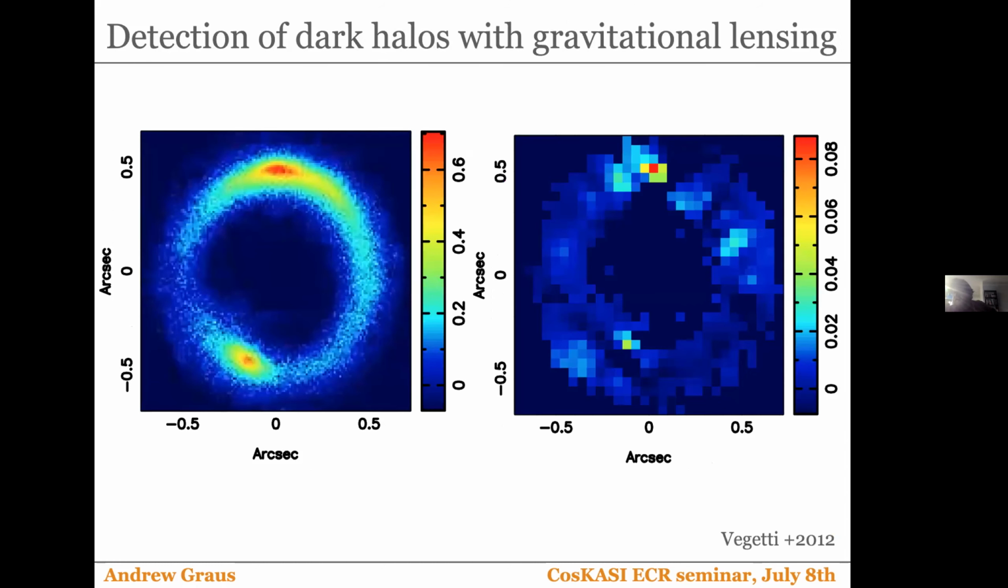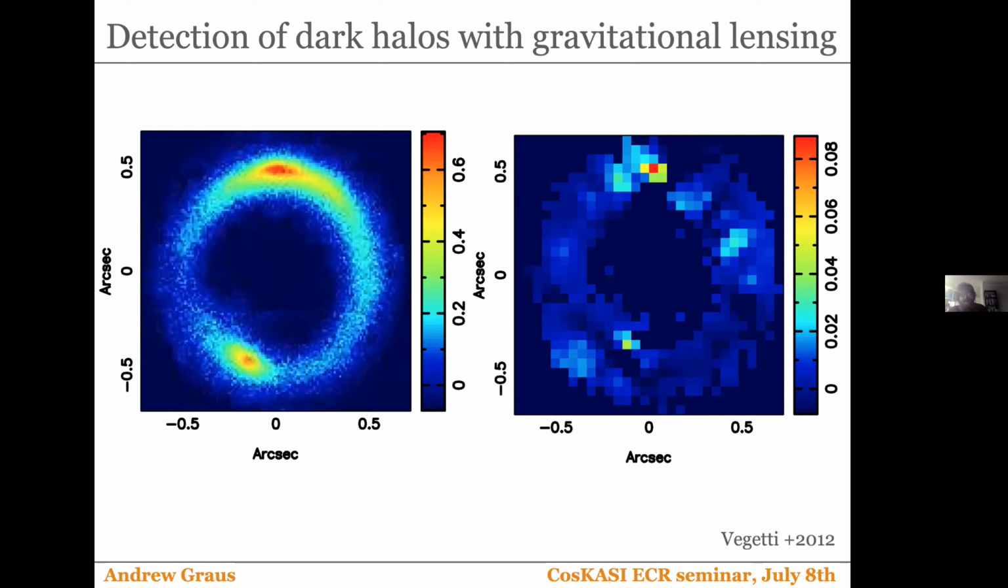All right, so I've talked a bunch about what's actually going on, what we see in our simulations, with this subhalo disruption. And so now I'm going to talk about reasons why this is important, what this could impact. And the first thing I'm going to talk about is detection of dark halos with gravitational lensing.